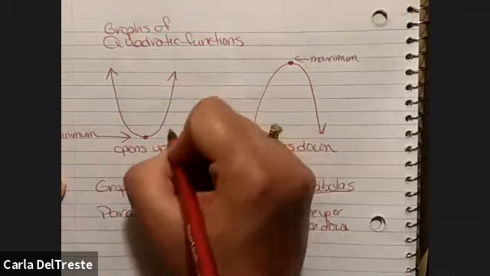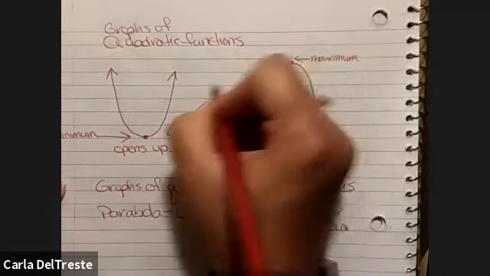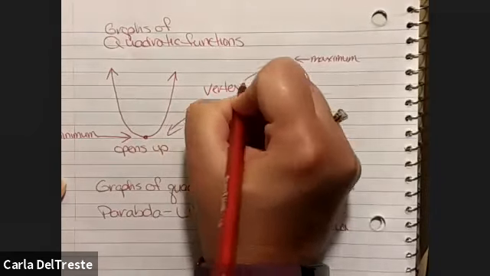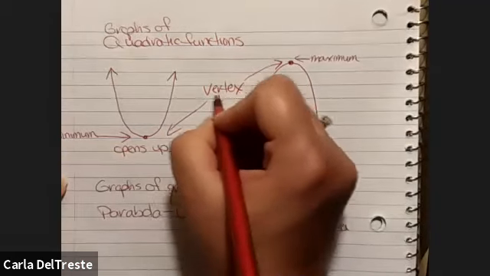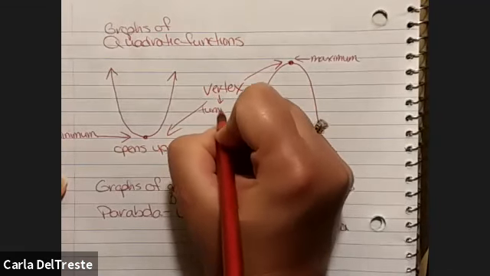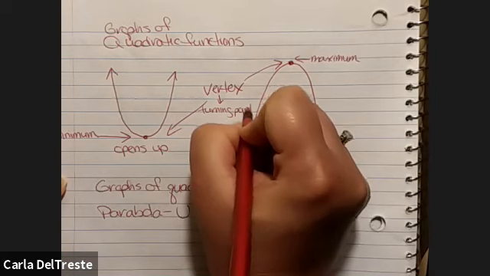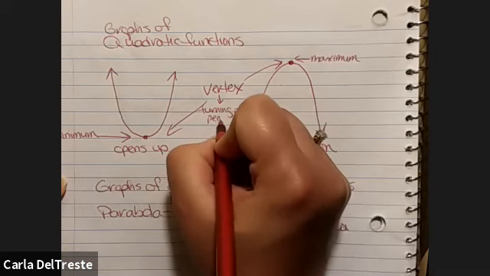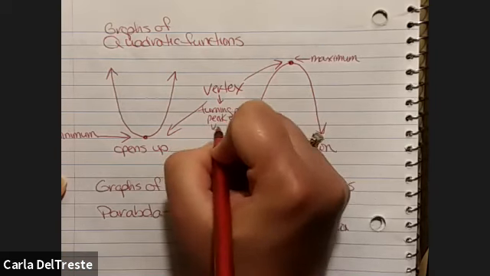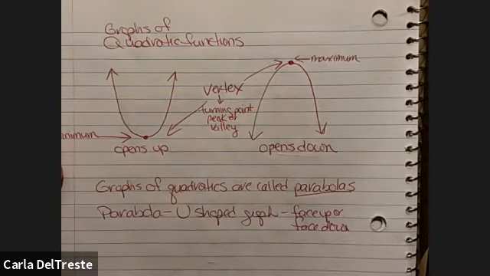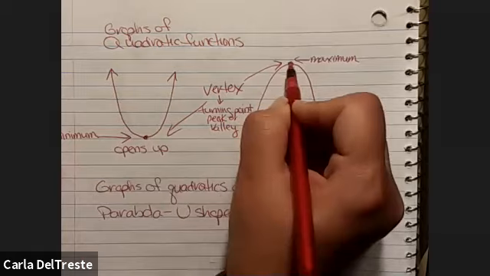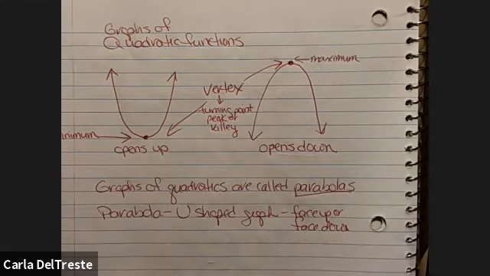No matter which way it faces, these turning points are called a vertex. The vertex is essentially the turning point, or it's the peak or valley, as we described. But it is an ordered pair, so it has to be a point on the graph describing this turning point on the graph.